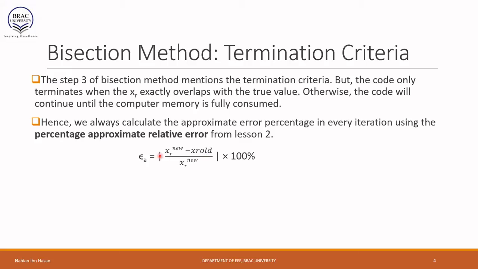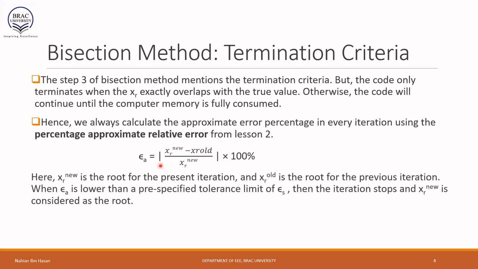And if we calculate the approximate error, something like this, at some point this epsilon a would be less than the tolerance limit epsilon s. So at some point, if our percentage approximate relative error epsilon a is less than our predefined limit epsilon s, then we terminate the calculation. So that's the basic criteria that we use in our practical course or examples.